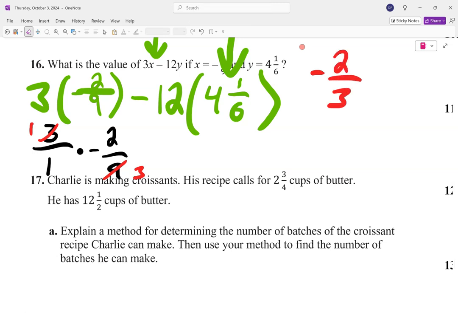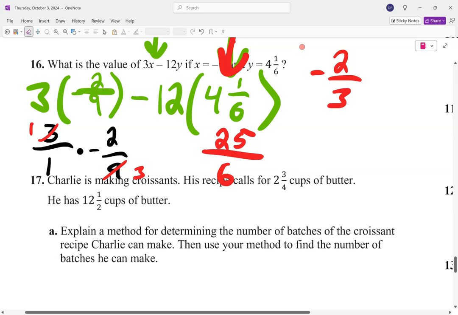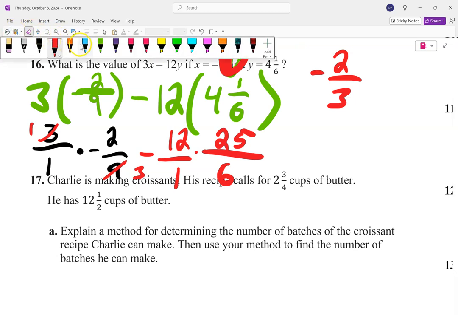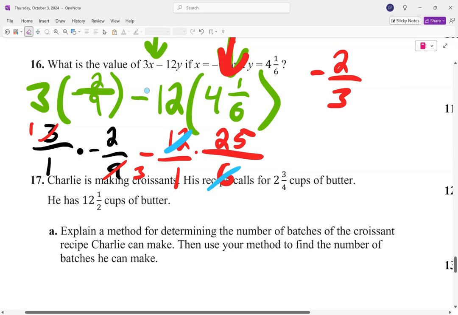Okay, now I'm going to turn this, like I said, to an improper. 4 1/6 is 25/6. 12 over 1 times, and this is negative 12. All right, this is going to reduce as well. So let's get another column here. So divide 12 and 6 by 6, we get 1 and 2. So now our answer to that is negative 50. I like this. This is a fun problem.